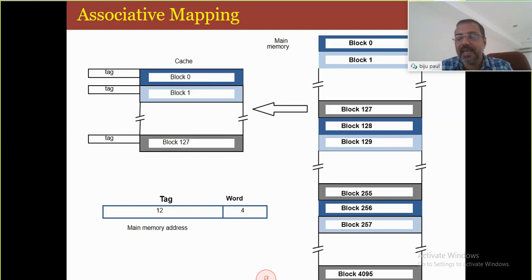In associative mapping, any block from the main memory can be loaded to any of the blocks in the cache memory. So it has to be tracked. For tracking, 12 tag bits are enough. The only difficulty is finding out whether the data is there in the cache memory. The processor has to check the entire cache. In direct mapping, the required data can be located only at a specific location, nowhere else. Here, any location can be used to hold any block from the main memory. I'll be able to provide you notes for this.